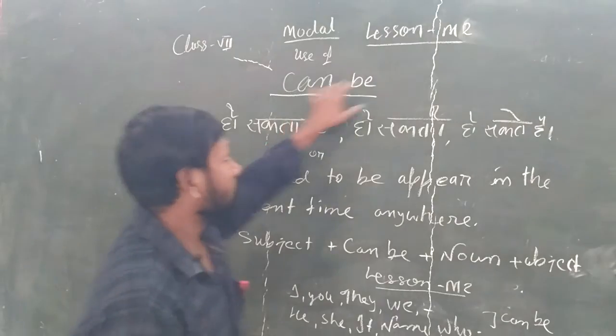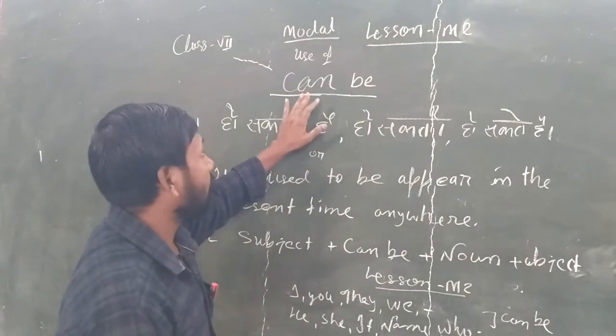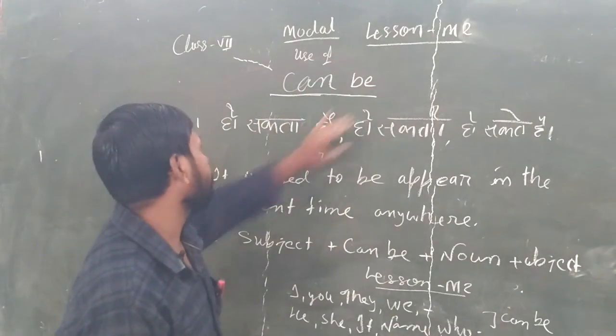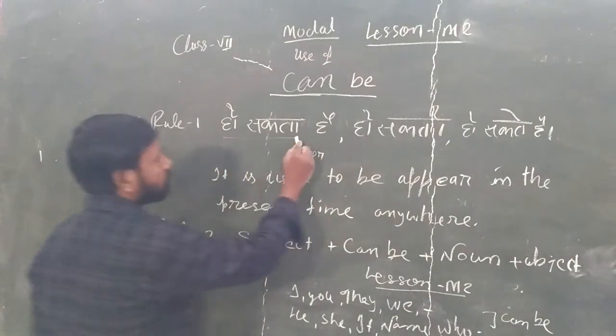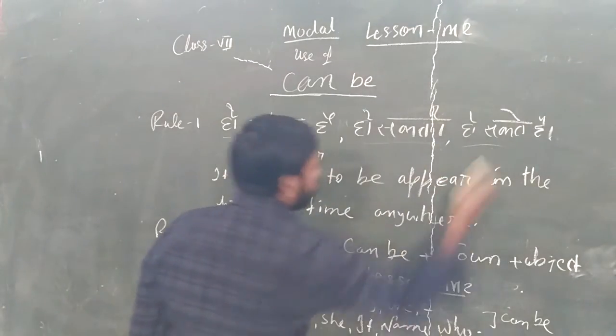This is lesson number 2. It's called Can Be. In Hindi, ho sakta hai, ho sakti hai, ho sakte hain.